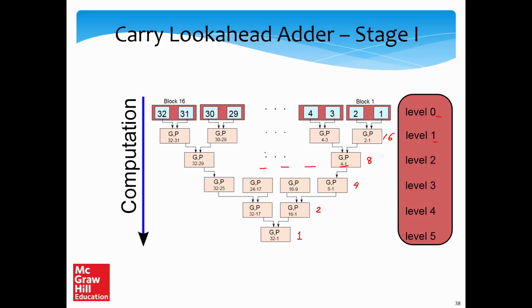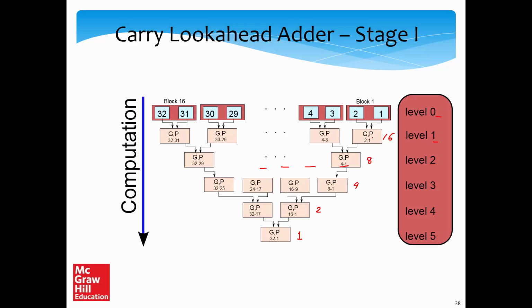So pretty much in level 1, we will have many of these hardware circuits that will be computing the values of the GP functions for the bit pairs in parallel. So all of these things will happen simultaneously, at the same time. There is no dependency per se between these circuits, and there will be 16 of such circuits.